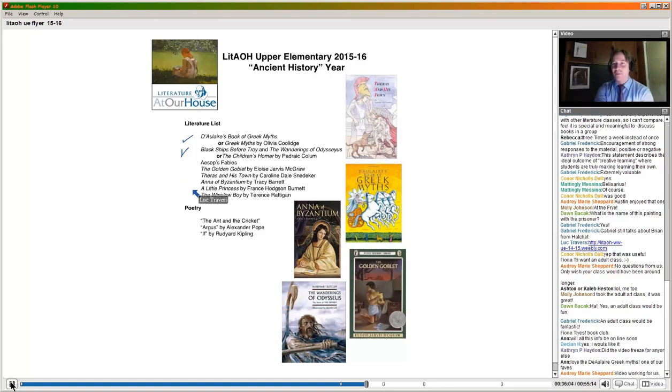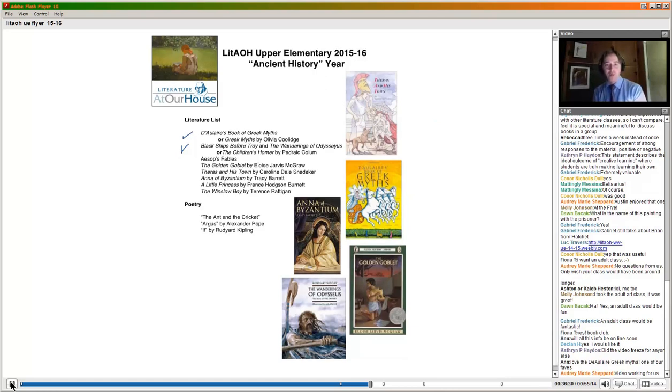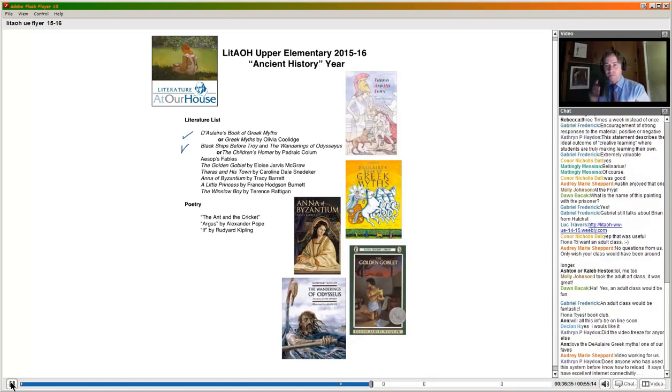And then a couple of other non-ancient history related ones that I'd like to get to. A Little Princess that many of you I'm sure have read. And then a play that I often teach for the 7th graders, but I think is a good one to introduce plays to for upper elementary, called The Winslow Boy by Terence Rattigan. And here you can see some of the selection of poetry. Any questions here for the book lists for upper elementary?